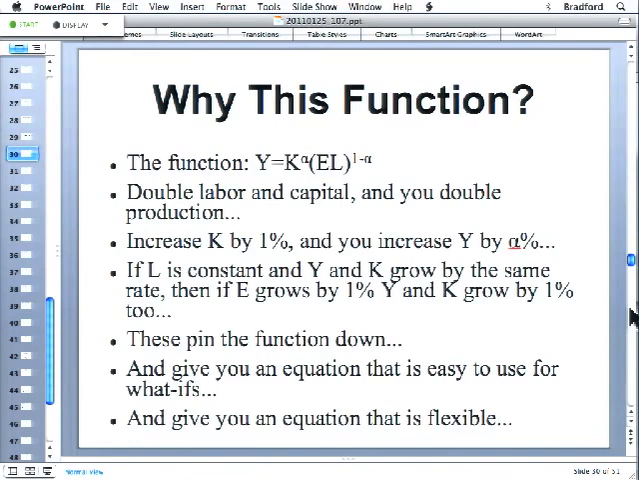So if we're going to write down a very simple rule to tell us how production varies with the resources the economy has, it better be one in which if we double resources, we double production. And this algebraic function has that property. We also would like it to have diminishing returns.